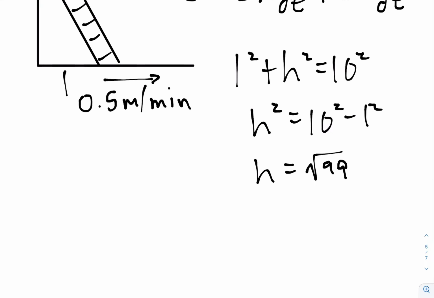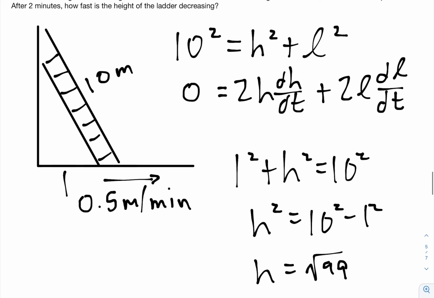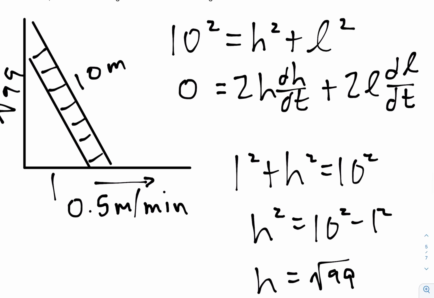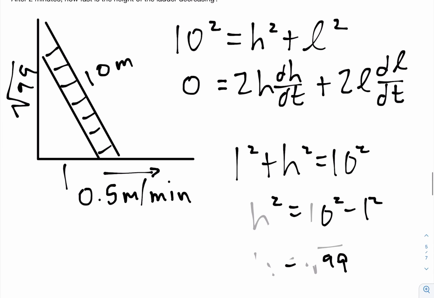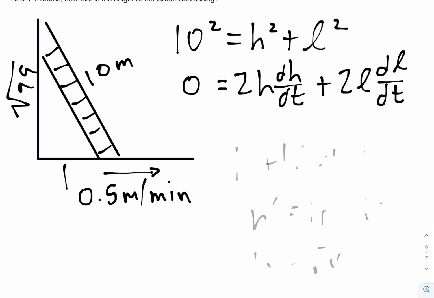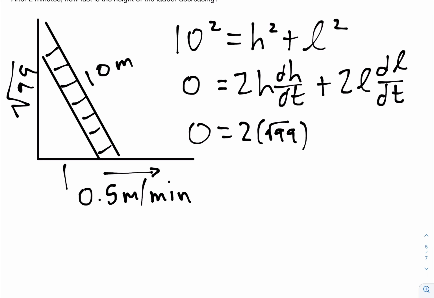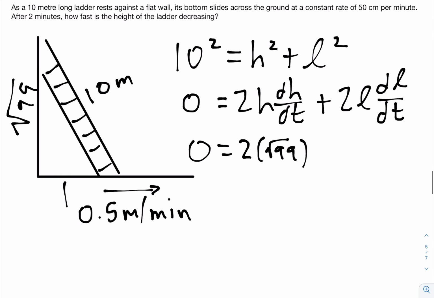Okay. So now that we know that the height is the square root of 99, let me just write that sideways here. So now we know h is root 99. I'm just going to clean this up. So 0 equals 2h, so 2h is root 99 dh dt. How fast is the height of the ladder decreasing? That's what we're finding, so dh dt is the same.